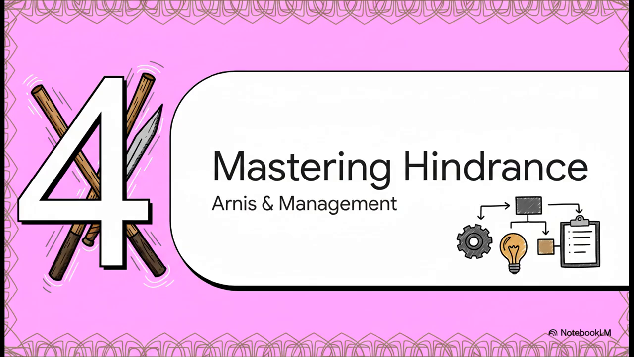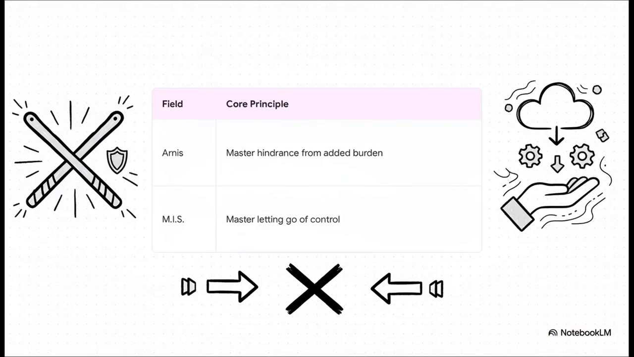All right, let's bring this whole framework back down to Earth and look at us, at human systems. The sources here make a really surprising connection between a martial art and, of all things, professional management. Now, if you look at these side by side, they seem like complete opposites. In the martial art harness, it's all about mastering the challenge of an added physical burden, like a weapon. But in management, success often comes from mastering the art of letting go of control.